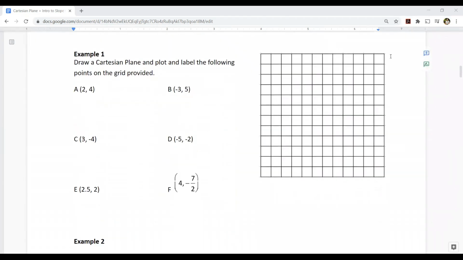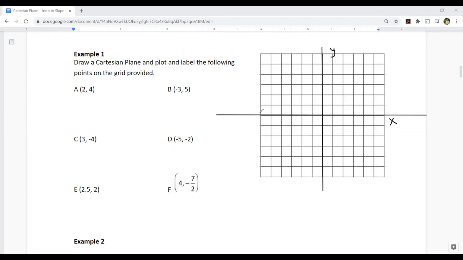Okay, so let's try example 1. Again, if you weren't able to print the worksheet, please feel free to pause the video and draw yourself a Cartesian plane similar to this one. The first thing we could do is create our x and y axes. So we have our grid here on the worksheet, and what we're going to do is draw the up-down axis, and we're going to label this y, and then we're going to make our x-axis and label it x.